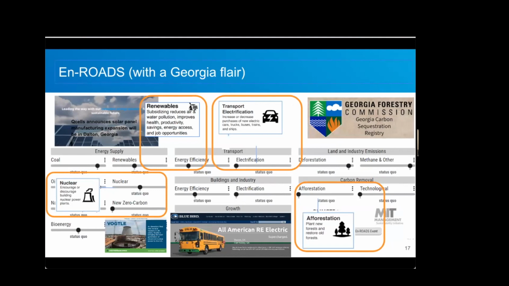From the standpoint of solar panels and nuclear, with Plant Vogtle almost online, hopefully, and with the electric school buses, the Bluebird plant and headquarters that are in Georgia. And then we also have a very active Georgia Forestry Commission with a carbon registration that's going to help a lot of people out, both in terms of earning some money from that, but also from being able to offset the emissions that they're using. So a lot of good things going on in Georgia already.